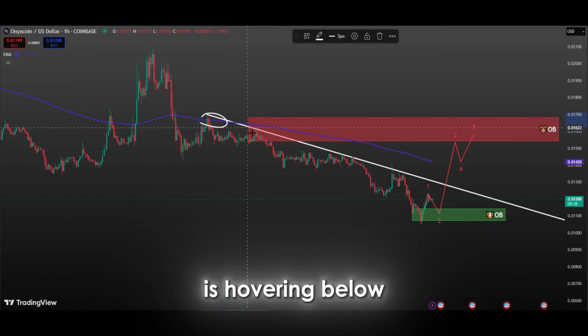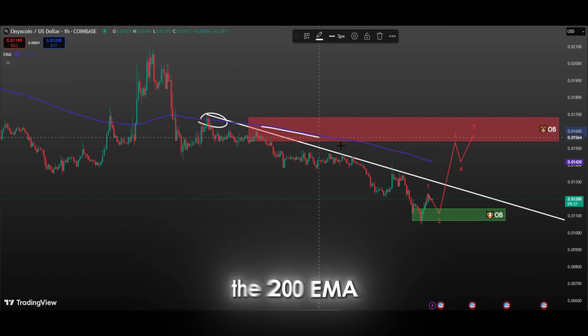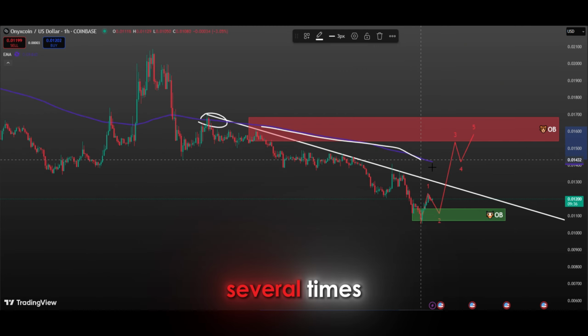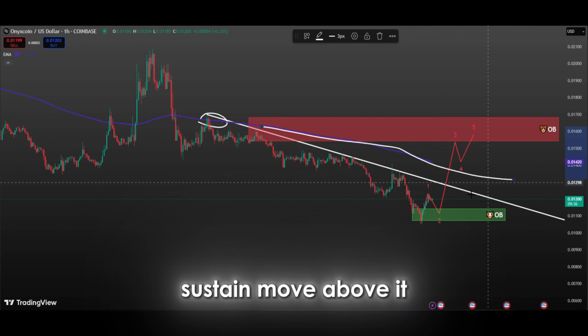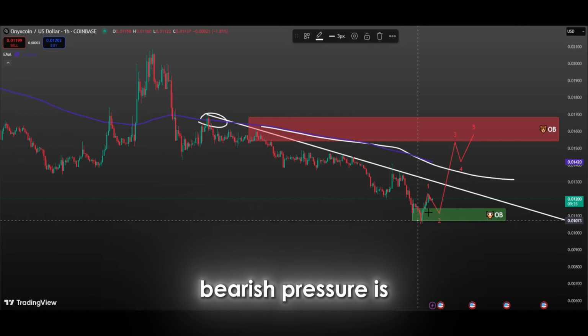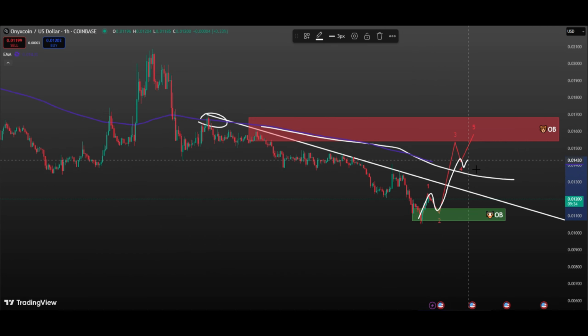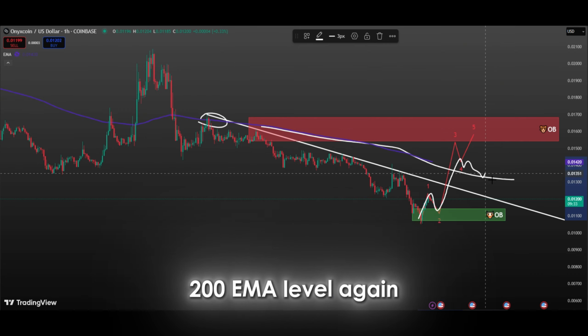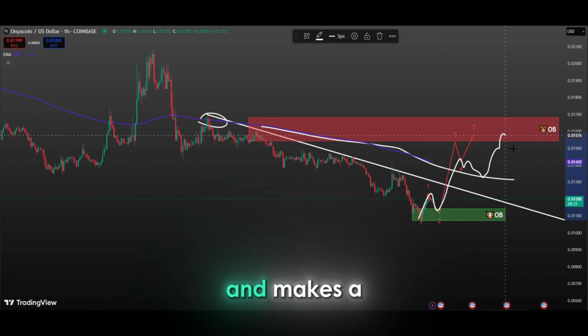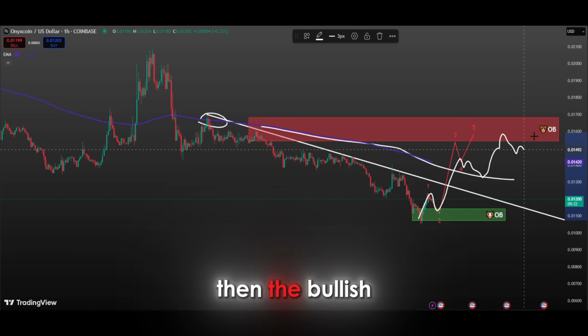Currently, the price is hovering below the 200 EMA, and although it has approached this level several times, it has yet to make a sustained move above it. This suggests that bearish pressure is still present in the market, and buyers are not strong enough. However, if the price approaches the 200 EMA level again and makes a strong breakout, then the bullish prospects could get stronger.